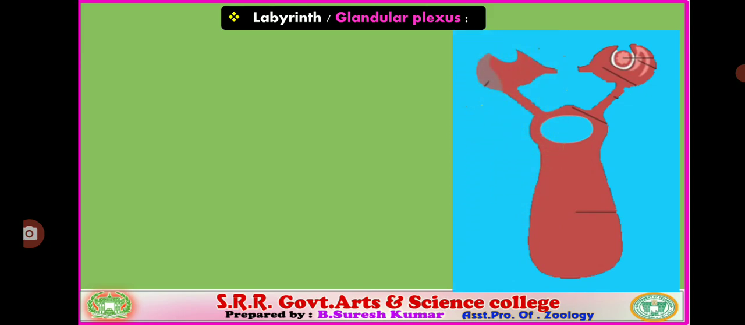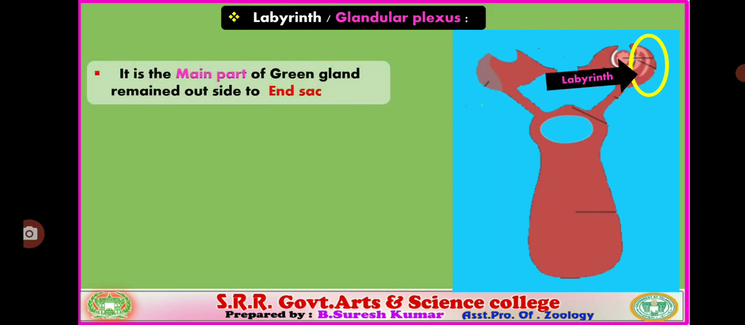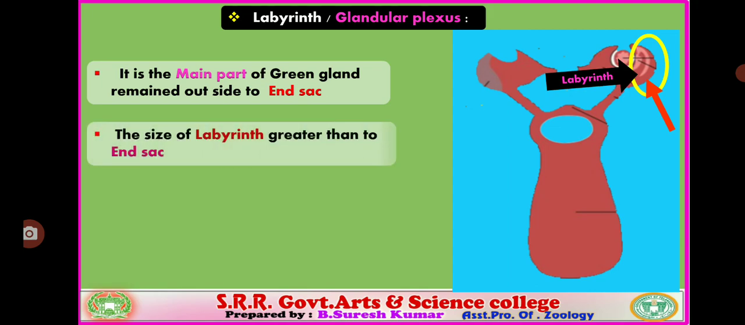Next, the subsequent part of the green gland is the labyrinth and glandular plexus. You have to locate it in the diagram. So this is the labyrinth, glandular plexus. Follow? Present outside the end sac. Right. So this is the labyrinth or glandular plexus. It is the main part of the green gland that remains outside the end sac. And next, the size of the labyrinth is comparatively greater than the end sac. So it is larger in size.